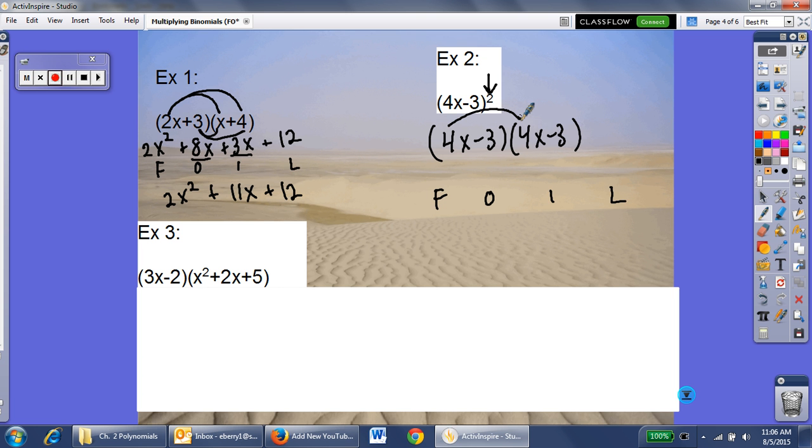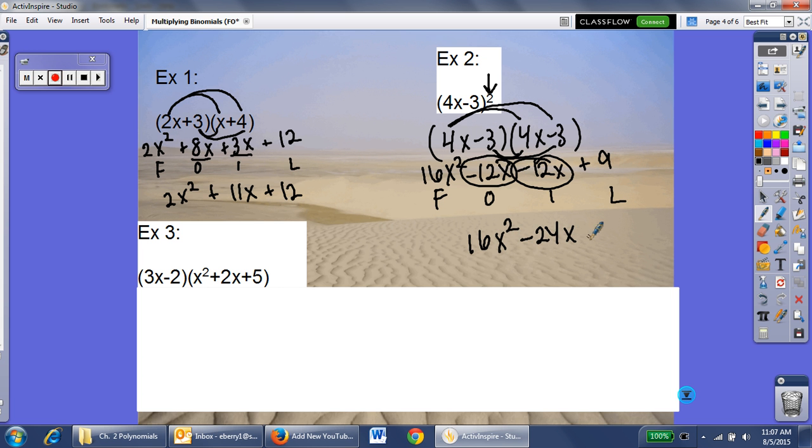So first terms, 4x times 4x is 16x squared. Outer terms, 4x times negative 3 is negative 12x. Inner terms, negative 3 times 4x is negative 12x. Last terms, negative 3 times negative 3 is positive 9. Now just combine your like terms, which are negative 12x and negative 12x, so that becomes negative 24x. And you still have the plus 9 at the end, and that's your final answer.